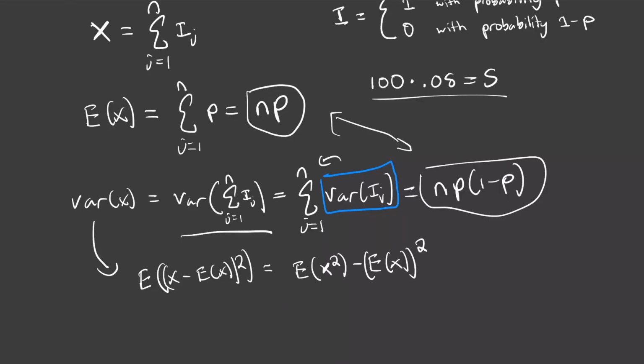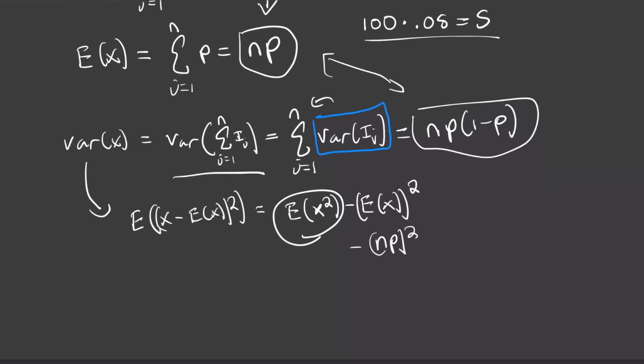And we already know the expected value of x from what we did up here is just going to be equal to np. So this is going to be equal to np all squared. That was pretty easy, but this is going to be the harder part. So the expected value of x squared is going to be the expected value of the sum of indicators squared.